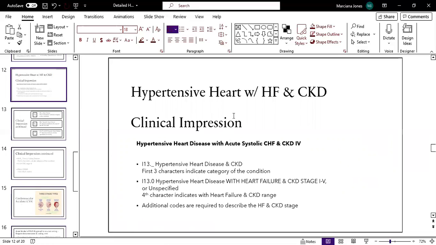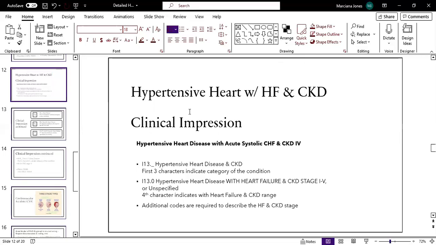So hypertensive heart disease with heart failure and CKD. Look at all this stuff going on. You got hypertension, and then hypertension is affecting your heart. Then it made your heart fail. And then you got chronic kidney disease.